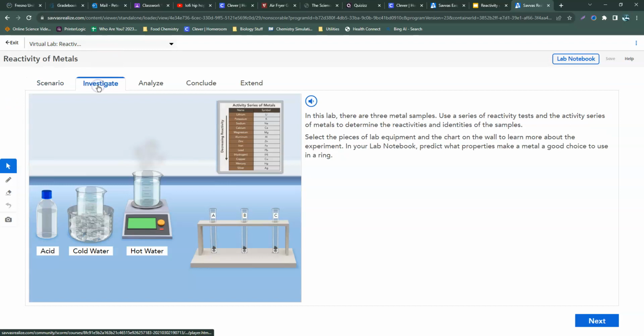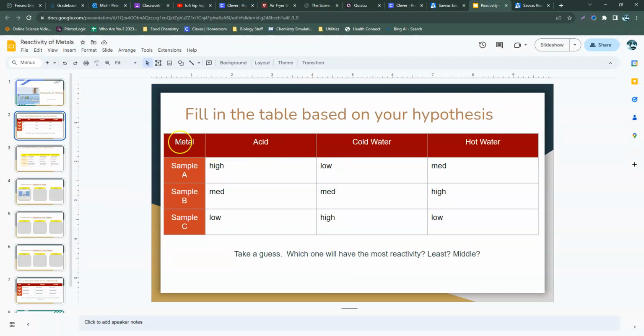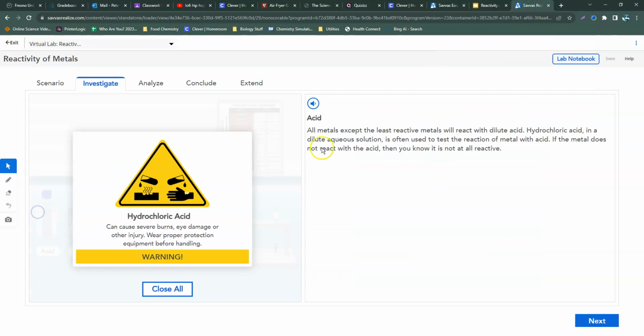So we go to the investigate part, and once we're here, we want to read about each one of these elements because it's going to help us make guesses on this stuff right here. So we go back, we read about the acid. It says all metals except the least reactive metals will react with dilute acid. Hydrochloric acid in a dilute aqueous solution is often used to test the reaction of metal with acids. If the metal does not react with the acid, then you know it is not at all reactive.